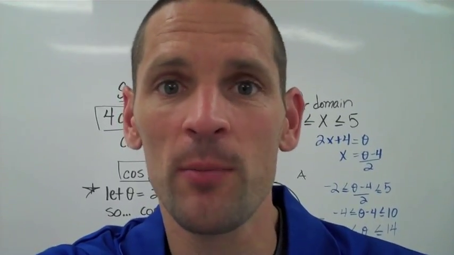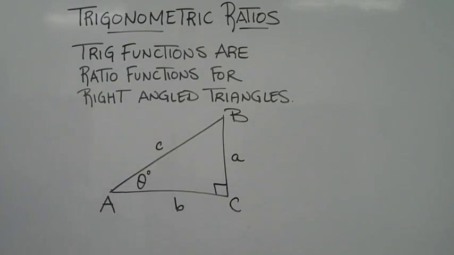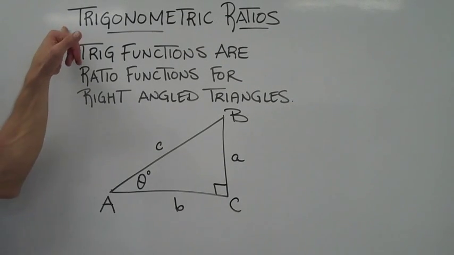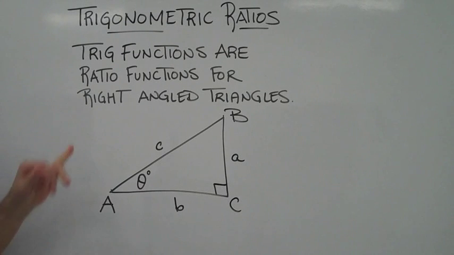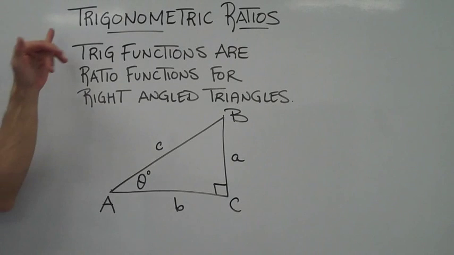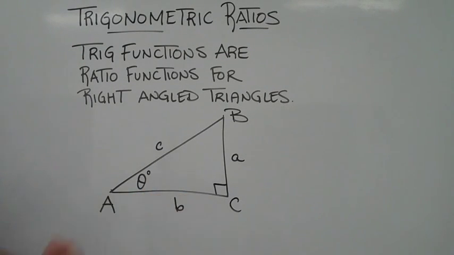Today in class we're going to be talking about trig ratios. To start our talk on trigonometry, today we're going to be talking about trigonometric ratios. Trig functions are ratio functions for right-angled triangles. That's our first thing we have to learn: when we're talking trig ratios, we need a right-angled triangle.